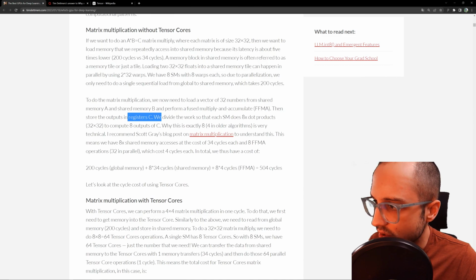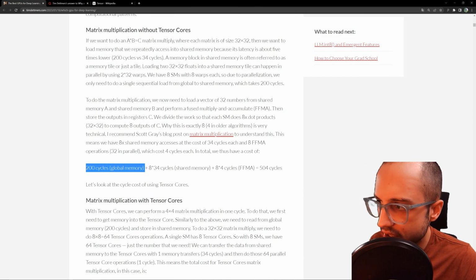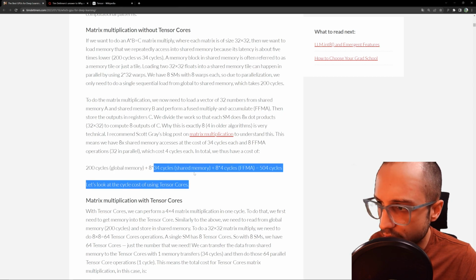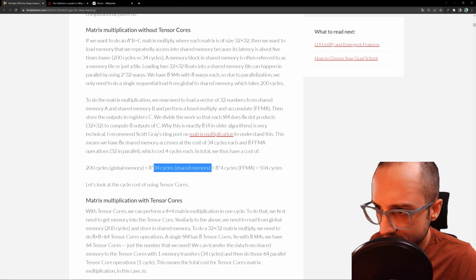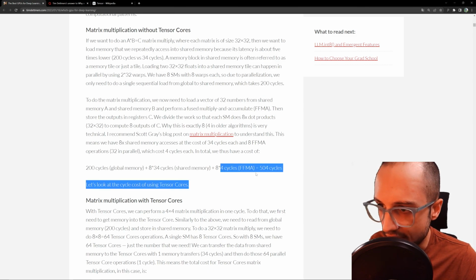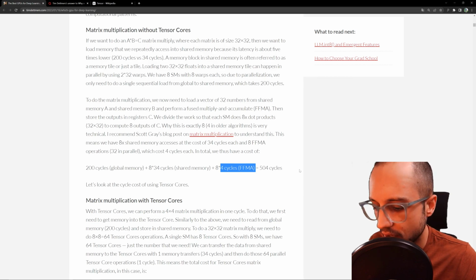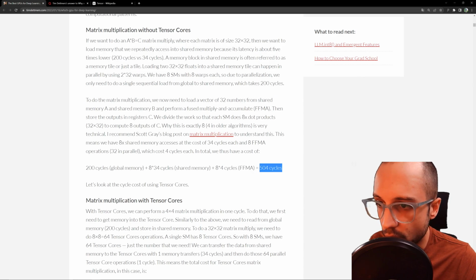Okay. So you multiply this all out, you're spending 200 cycles to load stuff from the global memory. Then you're spending 34 cycles to load it into the L1 cache. Then you're spending 4 cycles to actually do the multiply and add, for a total of 504 cycles.